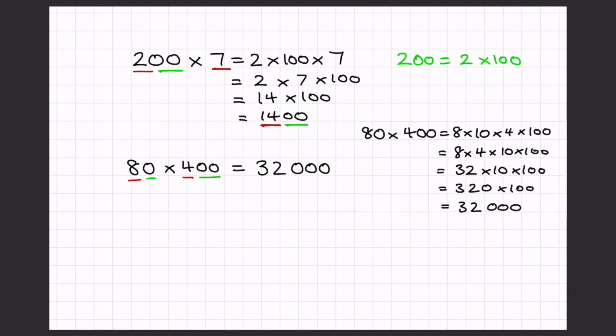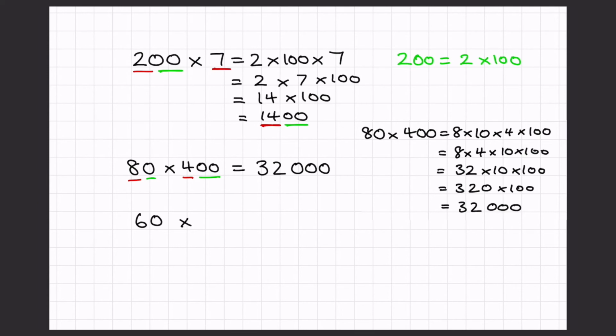I'll break down that question for you. Here's the answer, just so you can see what's going on. So we can see that I've broken the numbers down into 8 multiplied by 10 and 4 multiplied by 100. I've then jiggled it around, and you can see then that I've got the 32, then I'm going to be multiplying it by 10 and then multiplying it by 100.